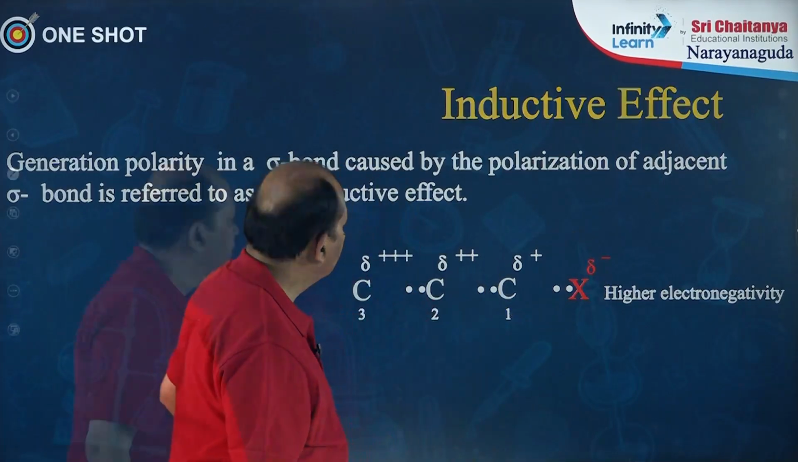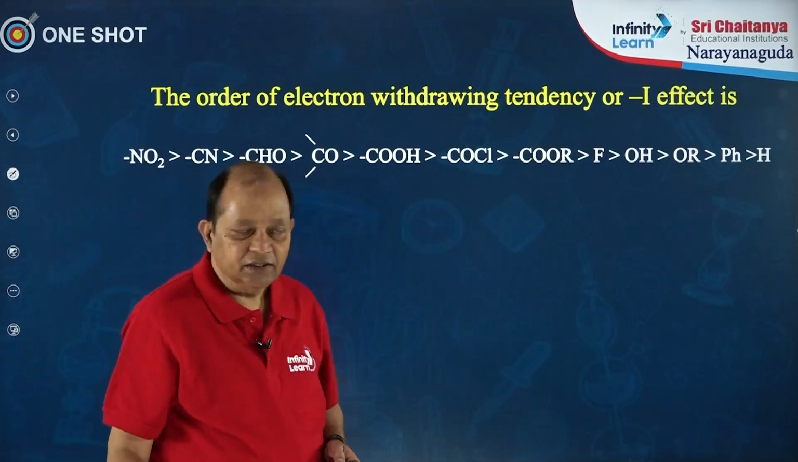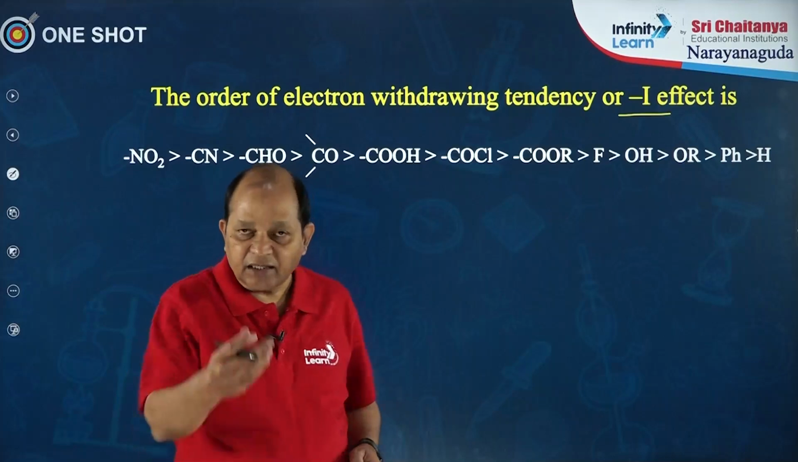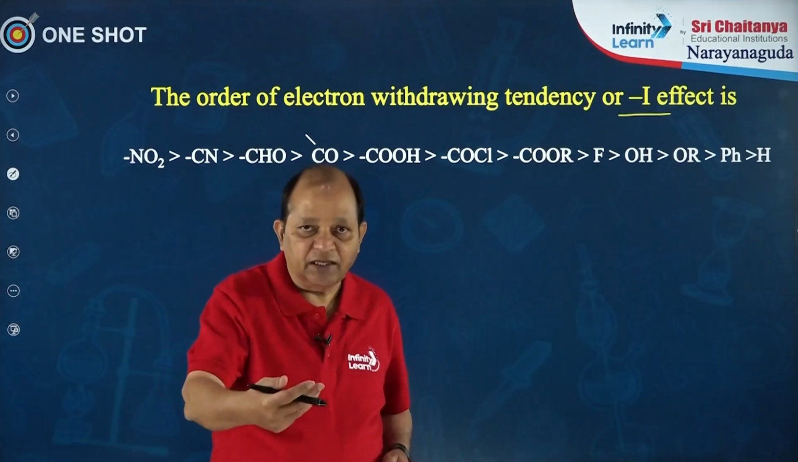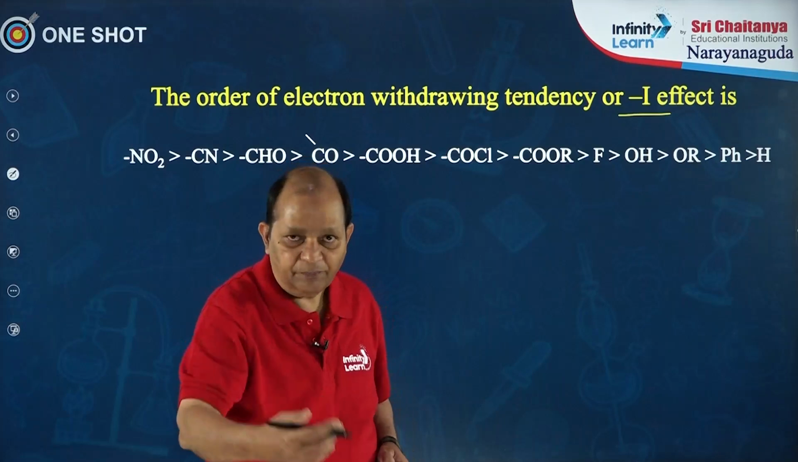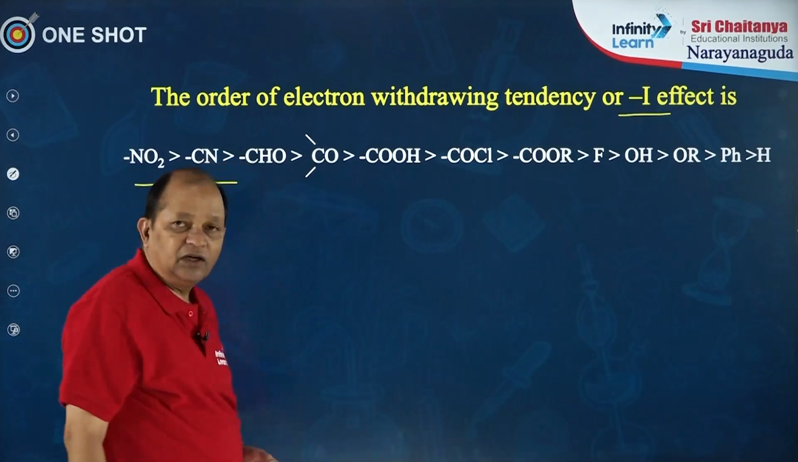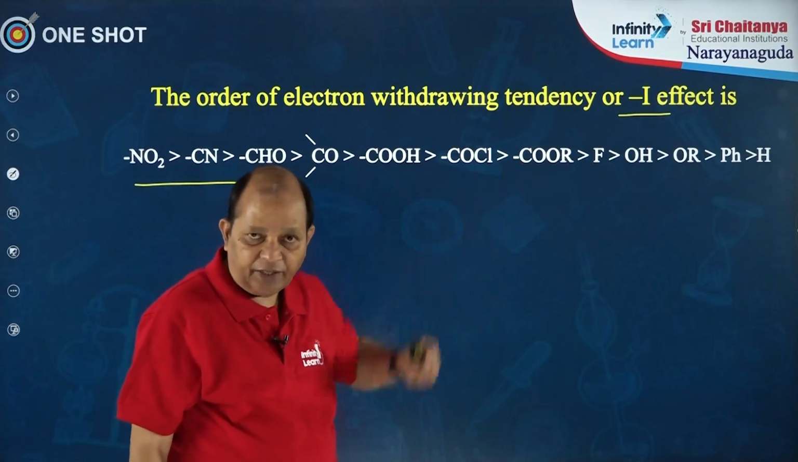Now, you can see here there are two types of effects: one is the minus I effect, where the electrons are pulled by certain groups, and the other is the plus I effect, where the electrons are given. So, these are the different groups which will withdraw electrons. This is the order of the withdrawing tendency of different groups.